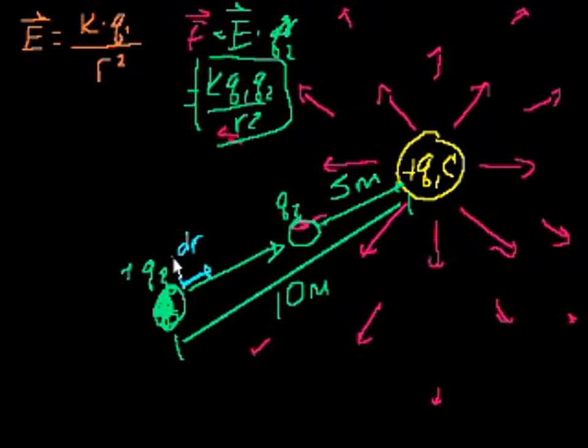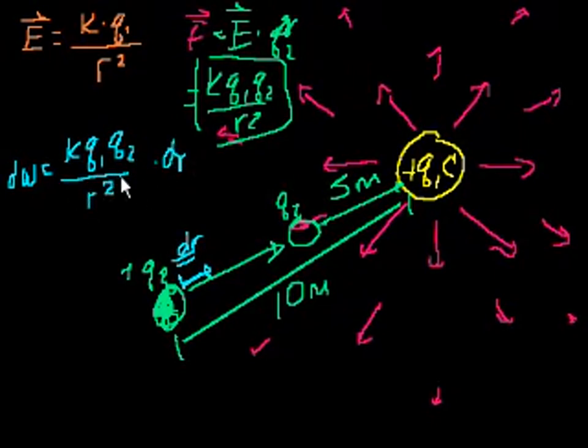Well, let's just assume over this very, very, very small distance that the electric field is roughly constant. And so we can say that the very, very small amount of work to move over that very, very small distance is equal to Coulomb's constant, Q1, Q2, over R squared times dr. Now, before we move on, let's think about something for a second.